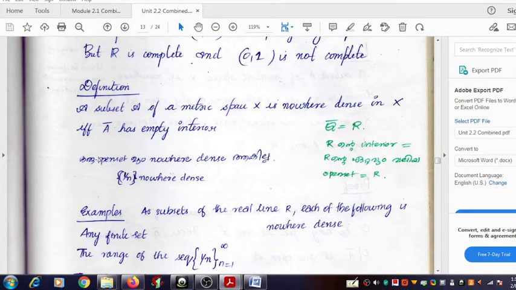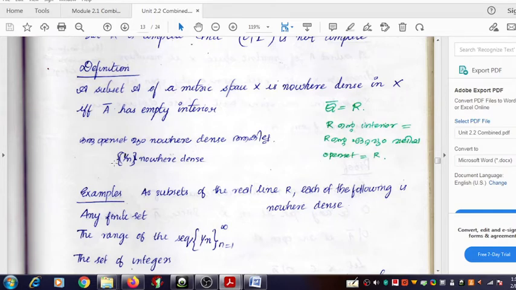For an example of a nowhere dense set, you can consider the sequence 1 by n. The sequence 1 by n, as a subset of R, is nowhere dense.